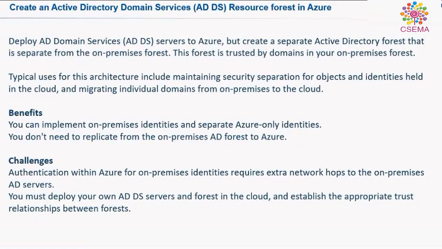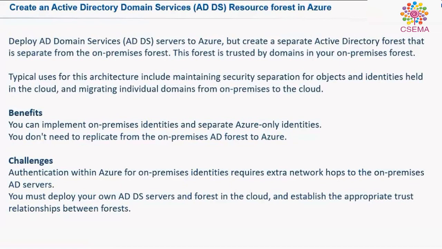Typical uses of this architecture include maintaining security separations. A lot of the financial services companies do this to ensure there is a boundary created between specific applications or specific resources, which they would want access to only for a set of people, or a set of teams rather. Security separation for objects and identities held in the cloud, and migrating individual domains from on-premises to cloud. So if you want to migrate specific individual domains from on-premises to cloud, this can be done as well.